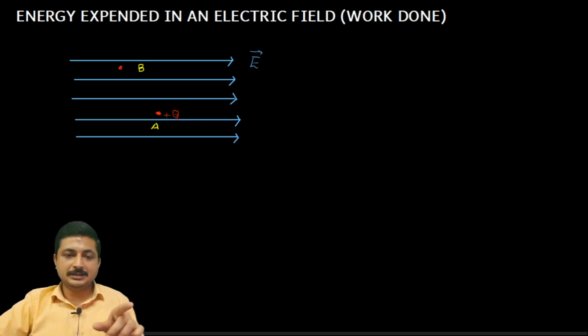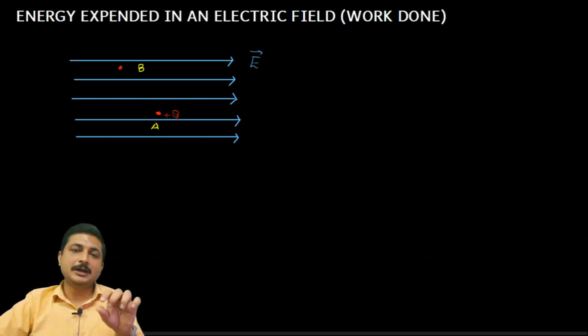So that direction is some arbitrary direction, and I am going to move the charge in some direction opposite to the field, because the field is from left to right. I am going to move it in some arbitrary direction, and obviously I need to apply some force, only then can I take this Q from that particular point A to B.